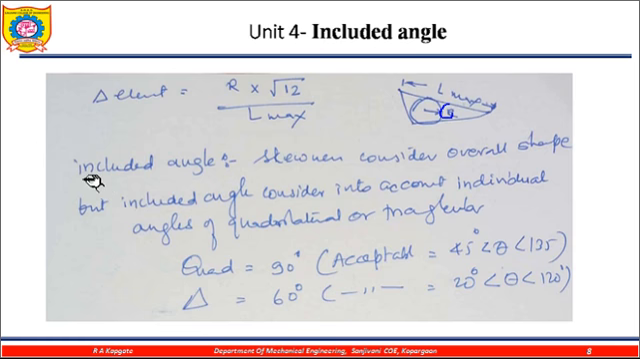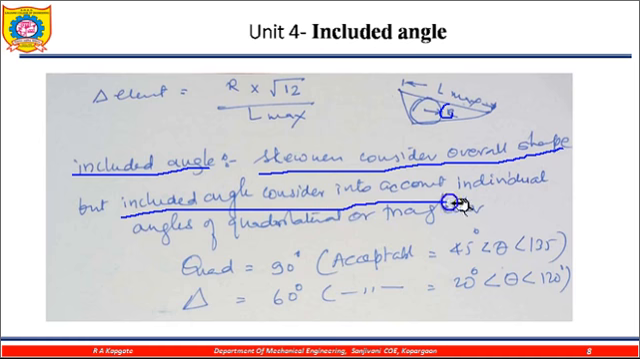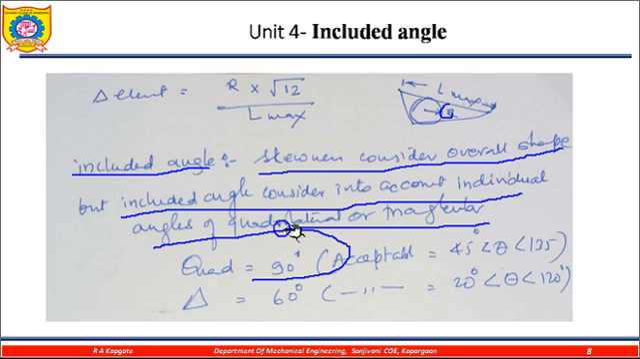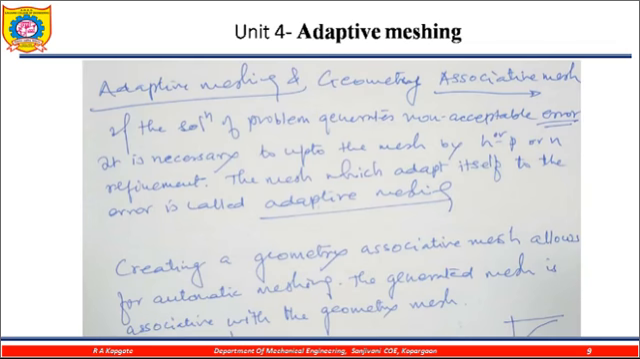Then the included angle. Skewness considers the overall shape, but included angle takes into account the individual angles of a quadrilateral or the triangles. So for the quadrilateral, the ideal must be 90 degrees, and for the triangle it is 60 degrees only. Then adaptive meshing and geometric associative meshing.